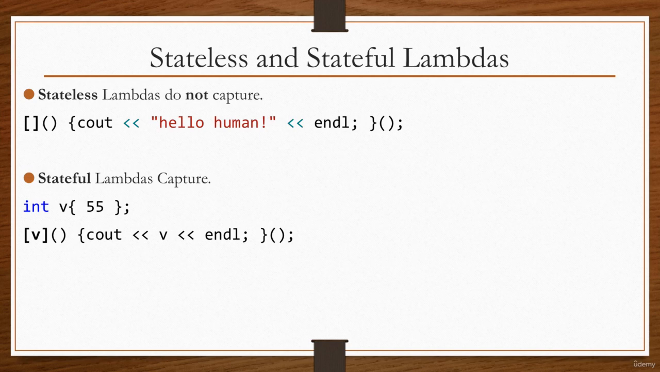As we've seen, we can have the empty capture clause, where we do not capture anything. But if you want to pass data as arguments to the lambda, then of course we can still have parameters. That can be applied in both cases, whether you have a stateless or a stateful lambda.